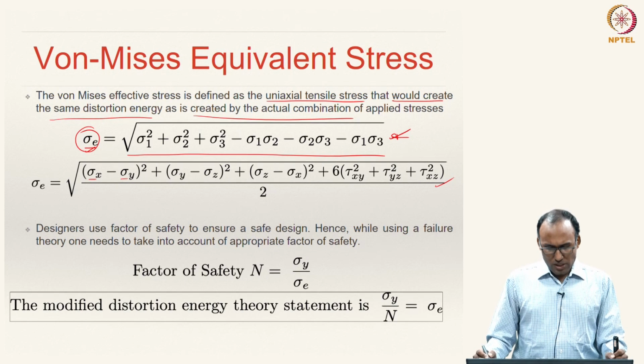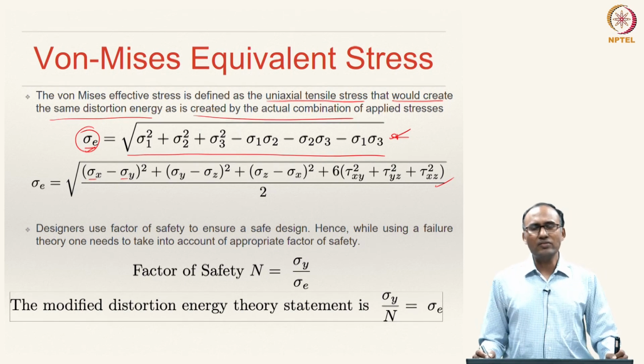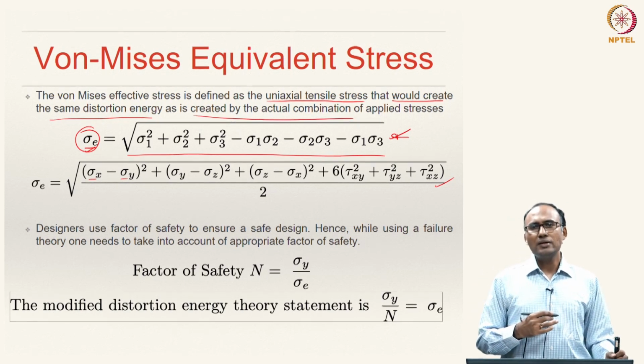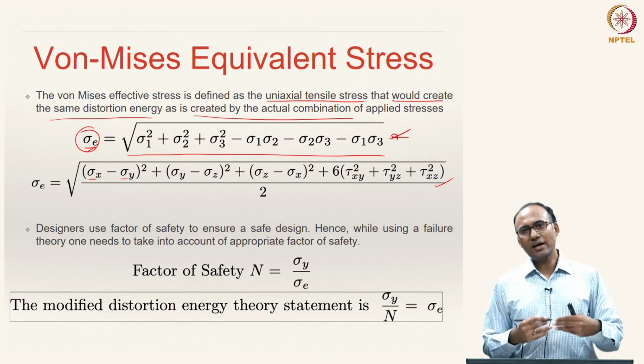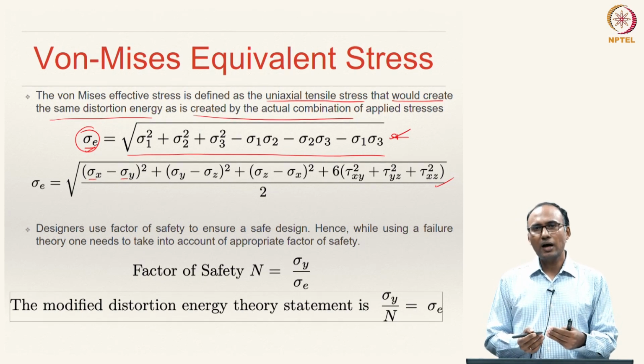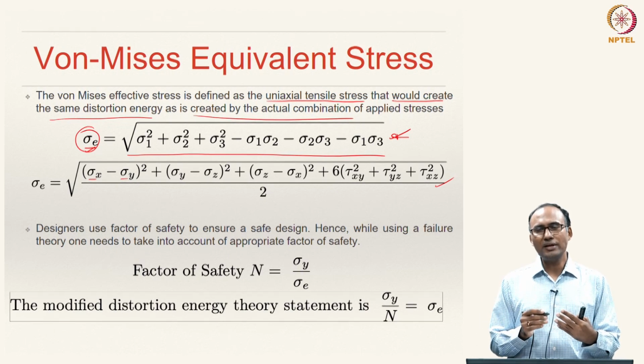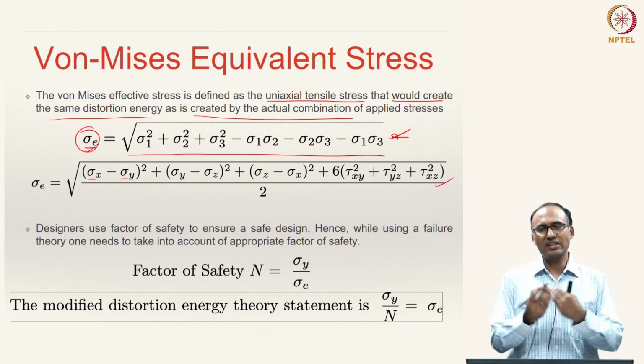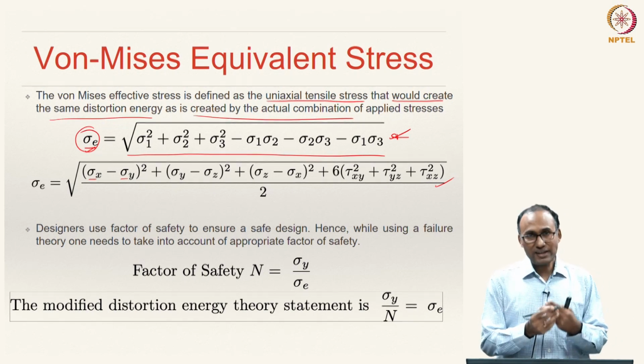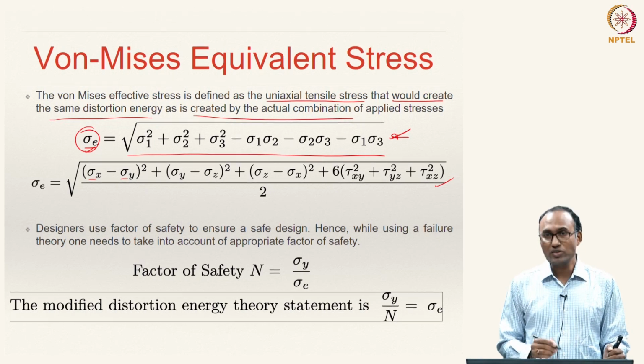designers typically use something called a factor of safety. That means they do not want to design their component such that, under the action of external loads, it is going to experience the yield strength. They would want to design their component such that it experiences a stress lower than the yield strength of the material, right. Hence they use a factor called the factor of safety to ensure safety of design.